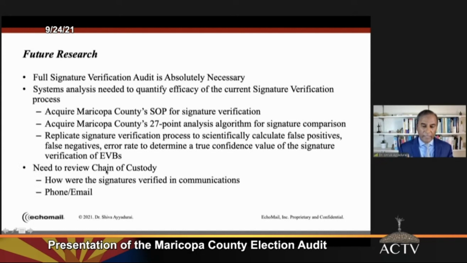And finally, we need to review the chain of custody. Today, when there's a questionable signature, people call the person, they contact them, and then they have some conversation, which is then verified. Where are those conversation records? Are those tickets stored anywhere? And do we have access to that?